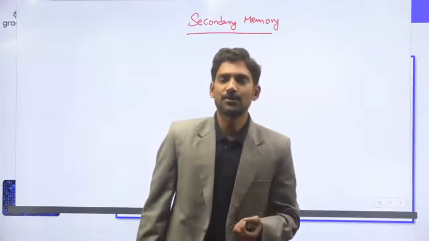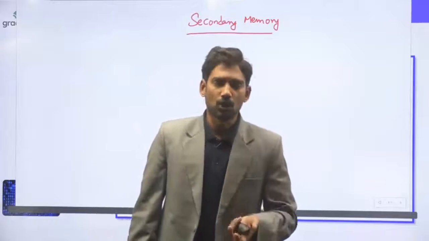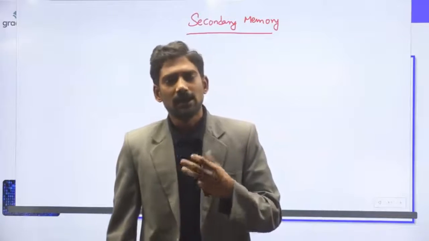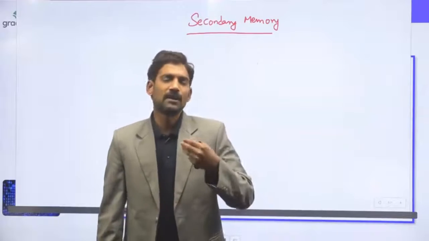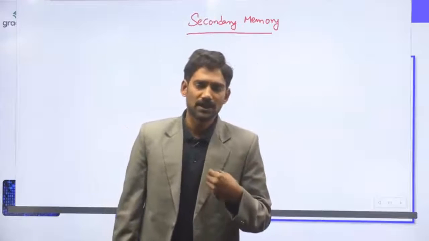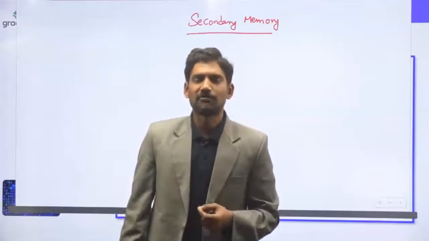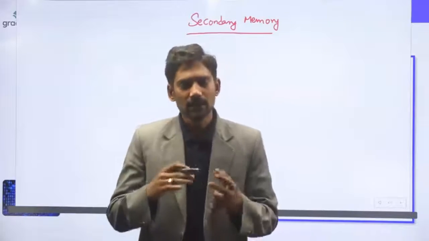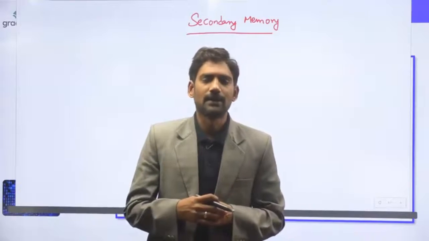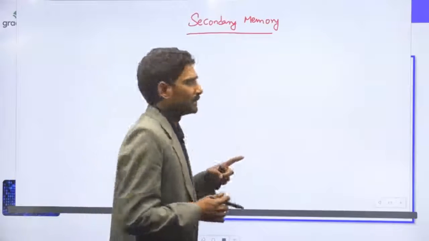What is the first option? Primary memory, means RAM, ROM, cache memory. They become the first priority for the CPU whenever it wants data or instructions. So, from the processor point of view, this memory is the later priority. That's why we are calling this as secondary memory.